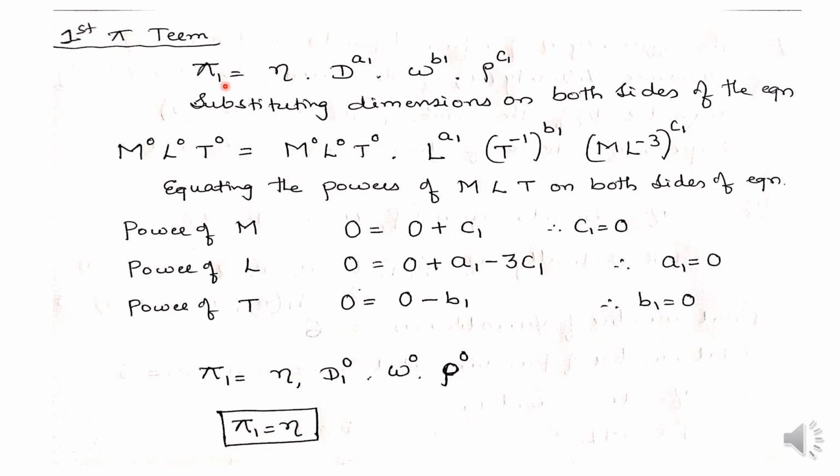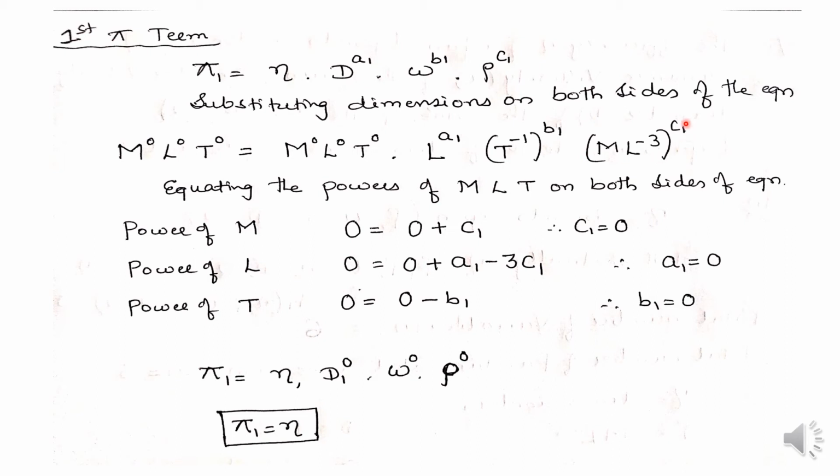So I will write here m to the power 0, l to the power 0, t to the power 0, equals to efficiency. It is also not having any unit. It is a dimensionless group. For that purpose, I will write here m to the power 0, l to the power 0, t to the power 0. Where d, diameter, dimensional form is L, L to the power a1, I will write as it is. Omega, angular velocity, T to the power minus 1 to the power b1 as it is. Density, M L to the power minus 3 to the power c1.